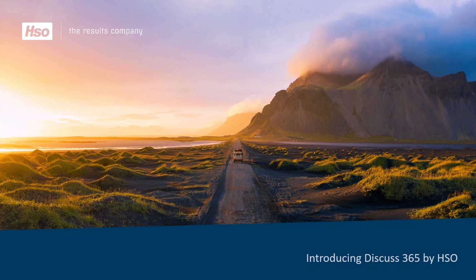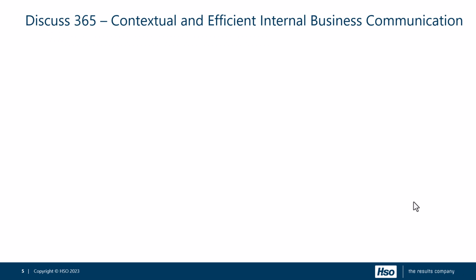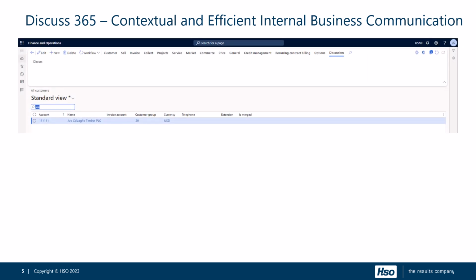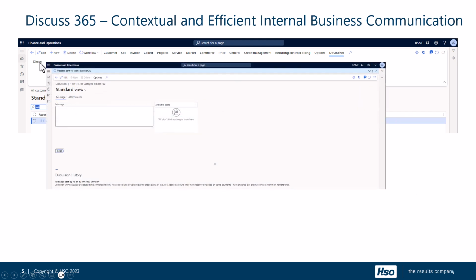Let's now explore Discuss 365 by HSO. Discuss 365 is a contextual and efficient internal business communication solution. This is an example of a customer record, and we can see here that we have a new tab, Discussion. We've got this Discuss button, which when we click opens up and shows us the discussion history concerning that specific account. So in this example we can see a discussion history where a request was made to double check the credit status of the specific account.